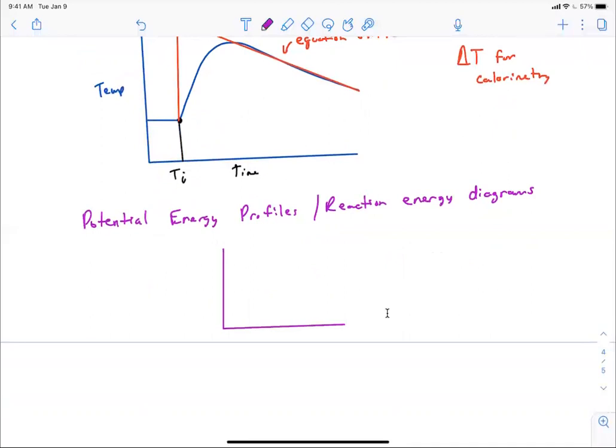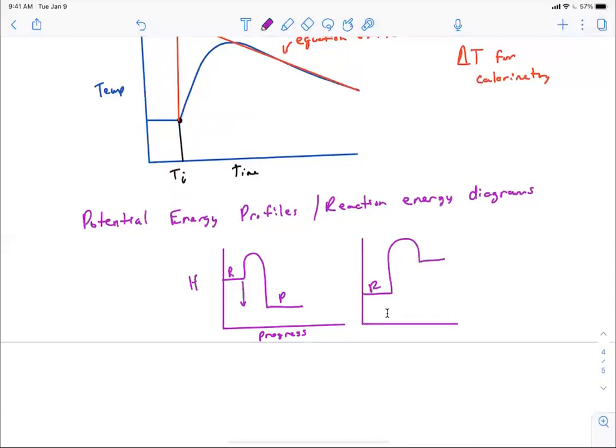But the reaction energy profile is enthalpy versus progress. And this is where you see that difference between reactants and products in different reactions. Okay, and so that is where you see this energy change here. So this is what a potential energy profile or reaction energy diagram has. And so observing the difference between the reactants and products is the main idea of this.